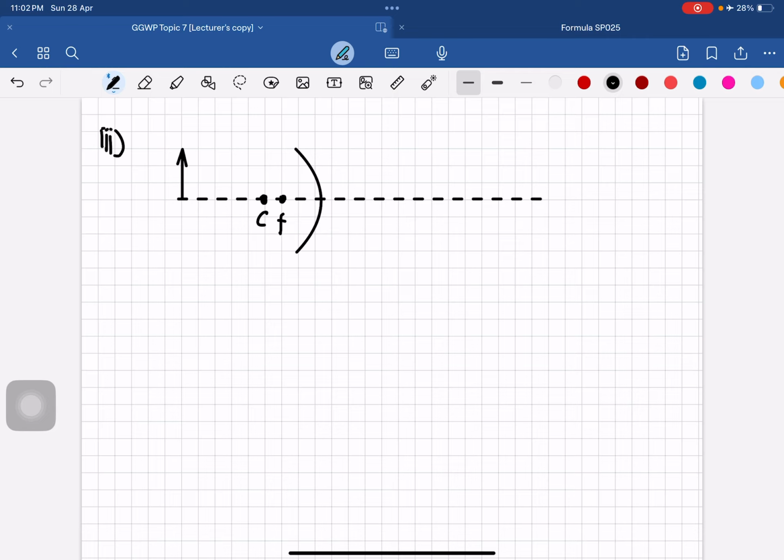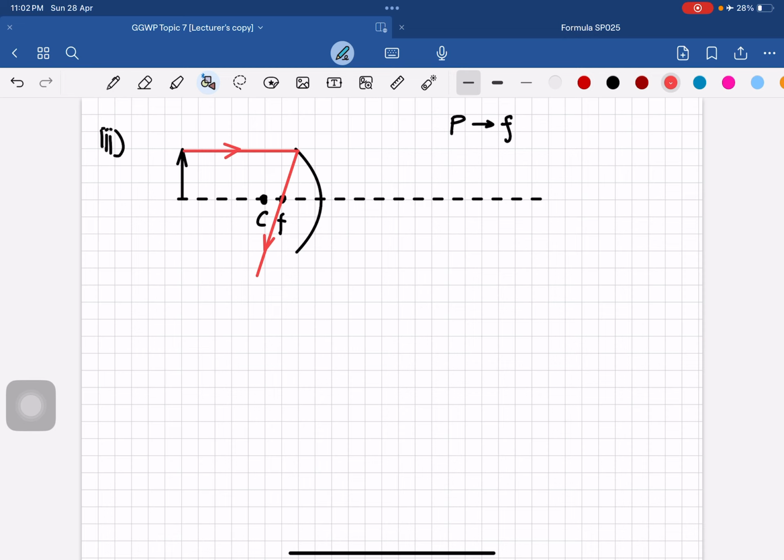So sekarang ni the first ray is gonna be from the principal axis reflected through the focal point, okay? So I'm gonna draw that like this. Let me just use a different color. So macam ni. Okay, so it's gonna be like this. Something like that lah. So you reflect macam tu.